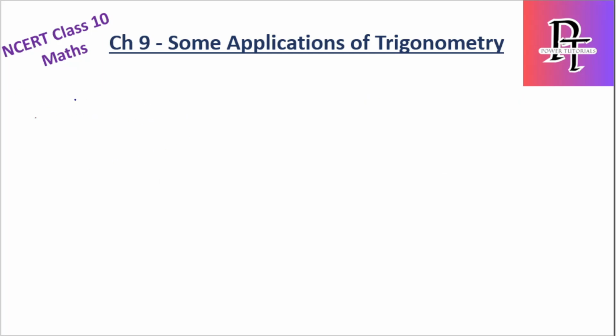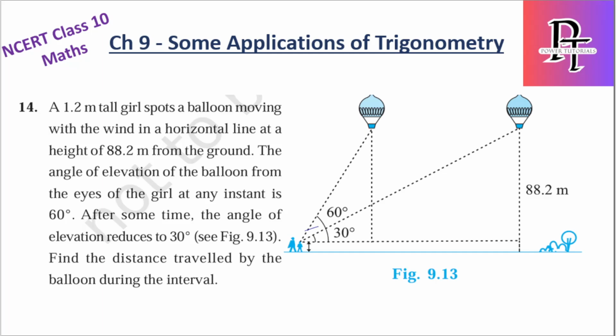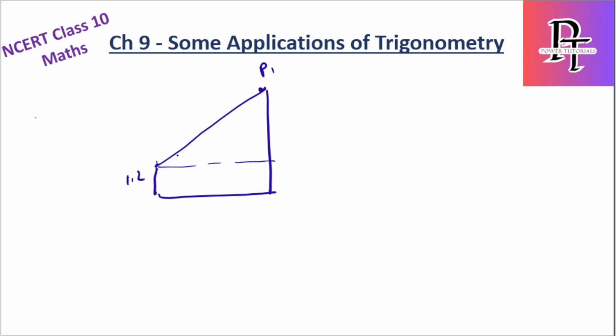Let's see the diagram now. I will try with the help of triangles. This is the girl's height, which is 1.2 meters. From here, she sees the balloon at the first position, let's say P1. In the first position, the angle is 60 degrees, so let's write it as 60. In the second position, let's say this is P2.